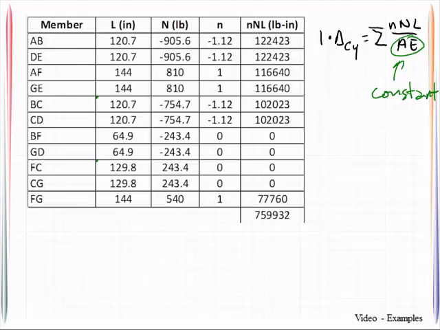So within my table, I want to make sure that I've identified the appropriate units that I am using for each of these. Keeping in mind, then in the last column here, I'm computing little n times big N times L. And so I've got that for each of the individual members. Then what I can do is sum up that column. And that's where I get this right here, 759932.